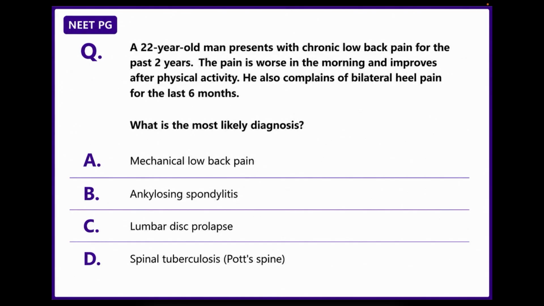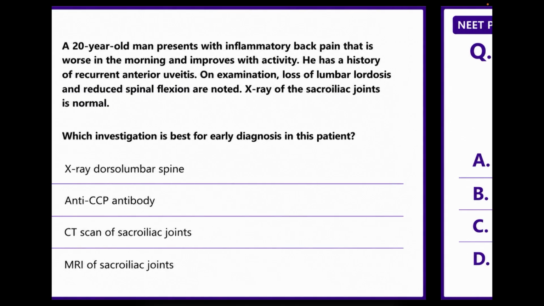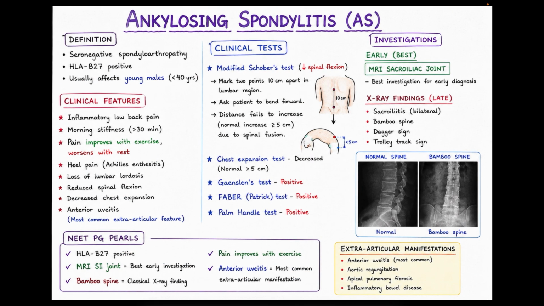Sometimes they may give the X-ray of bamboo spine or trolley-track sign or dagger sign, and they can also ask you. So these are the very few points you just have to remember to get your question right, and this may make the difference in the NEET PG in choosing your branch.